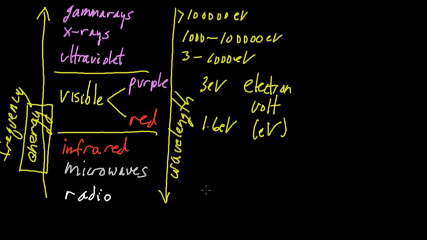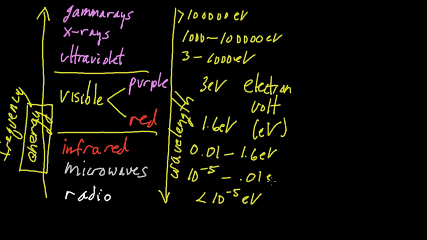As you go down, infrared ranges from about 0.01 eV all the way up to about 1.6, and microwaves range from about 10^-5 up to about 0.01, and radio waves are pretty much anything less than 10^-5 eV. Okay, so that gives us this range, and we'll compare this range later on when we look at the spectrum of hydrogen.